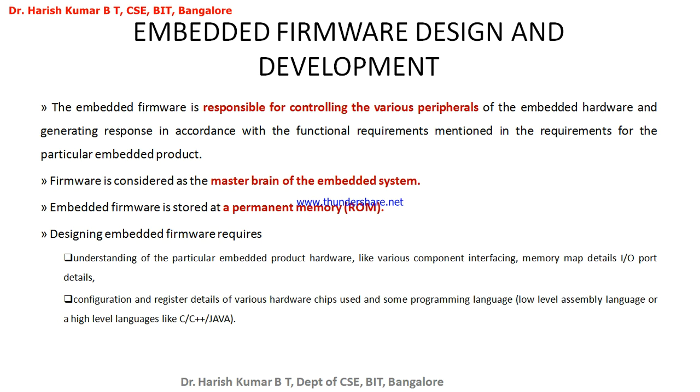And this firmware is permanently stored inside the read-only memory. So the different kinds of memories we have already understood. ROM is one type of memory, which is the permanent memory, and generally all firmwares are permanently held in the read-only memory, and it is not possible to change the firmware. That is the reason it's called firmware. That means it is permanently written to the read-only memory, and you cannot make changes to it because the memory is only read. So now, designing embedded firmware requires the following.